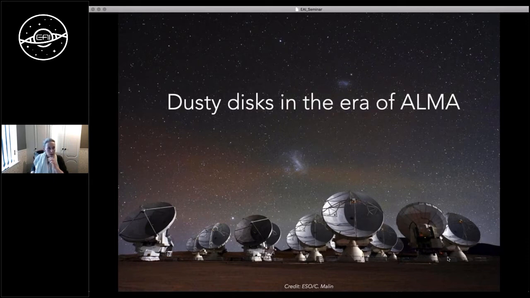So just to give you a little snapshot of what we're learning about the dust distribution or emission from dust in disks in this era of ALMA. So in this era of high resolution interferometry at millimeter wavelengths.